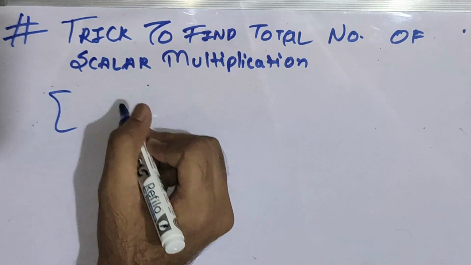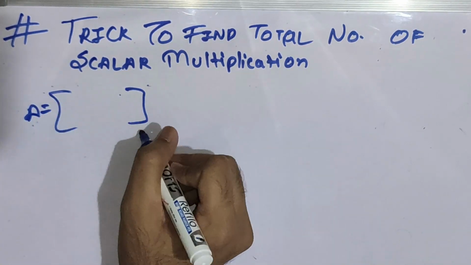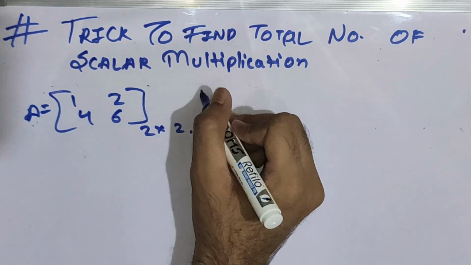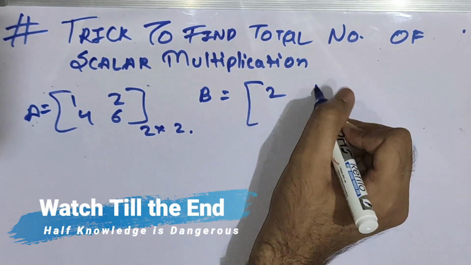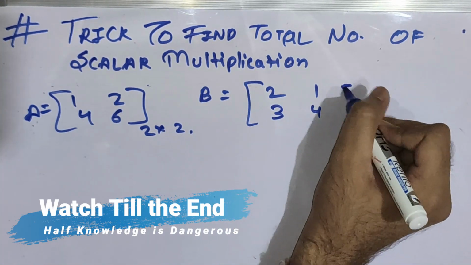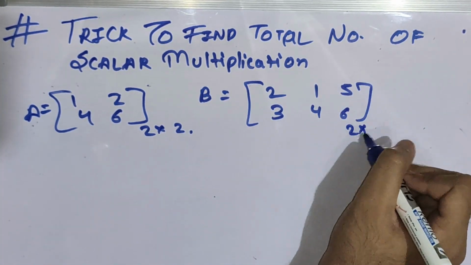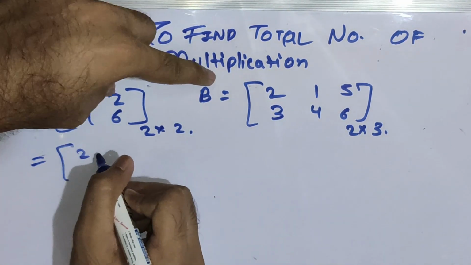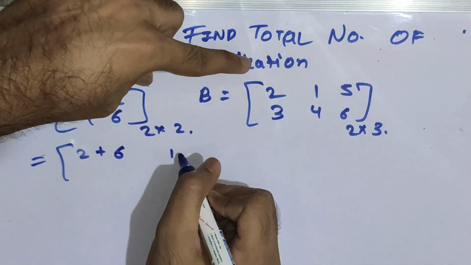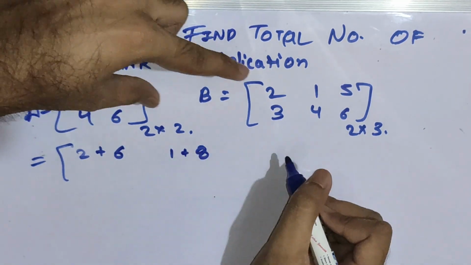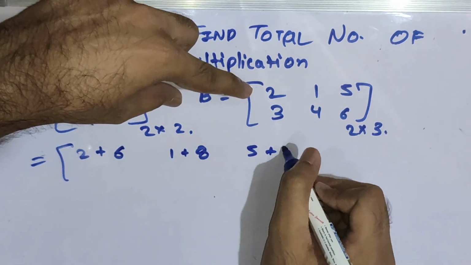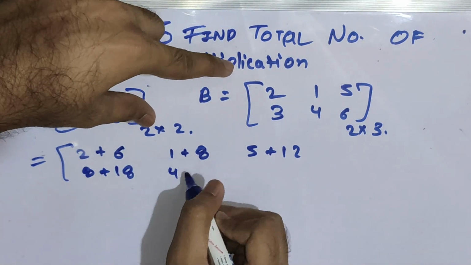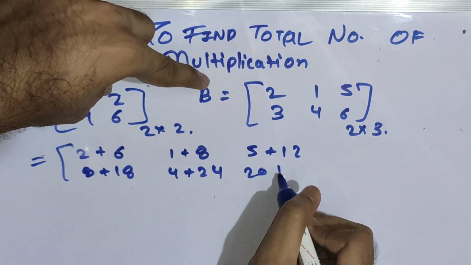Okay, so let's say you have an A matrix of 2 by 2: 1, 2, 4, 6, and let's say you have a B matrix: 2, 1, 3, 4, 5, 6. This is of 2 cross 3. Now if you have to do matrix multiplication, you will do 1 into 2 plus 6, then you will get 1 plus 8, then you will get 5 plus 12, then you will get 8 plus 18, then you will get 4 plus 24, then you will get 20 plus 36.